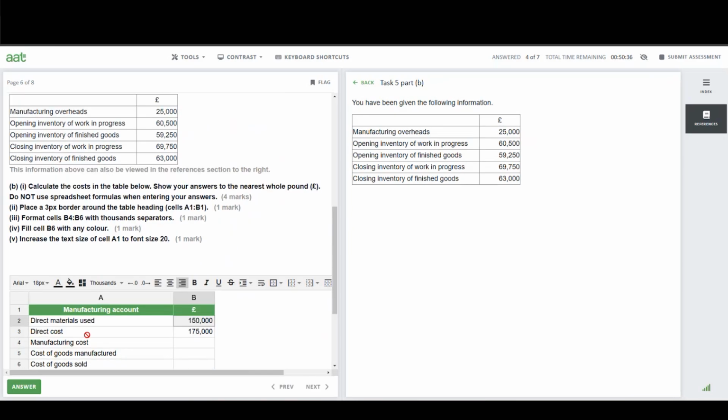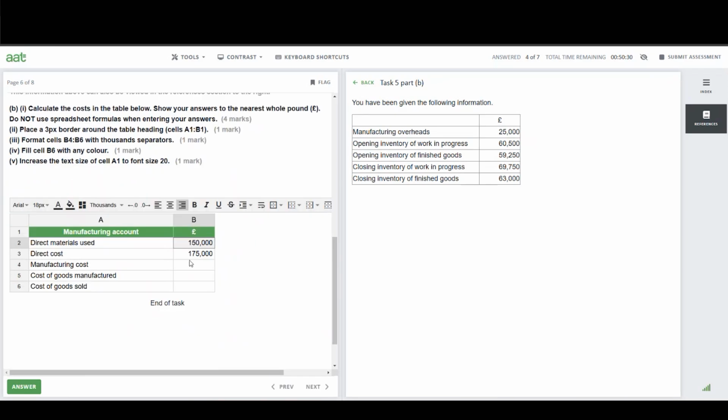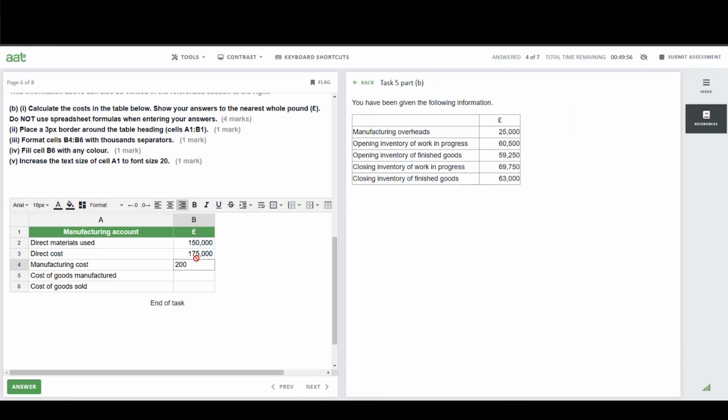We're then given the direct cost. So as we can see, that was already in our table, wasn't it? Direct cost, £175,000. That was entered for us. We don't need to do that. The next figure we need to look at is the manufacturing cost. So obviously the manufacturing cost is our direct costs plus the manufacturing overheads. So our manufacturing overheads are given in the table. We can probably do this without our calculator, but let's just put it through the calculator anyway. 175,000 plus 25,000 manufacturing overheads gives us our manufacturing cost of 200,000.